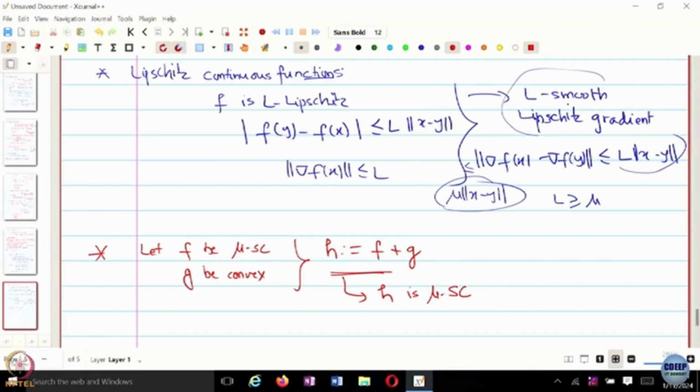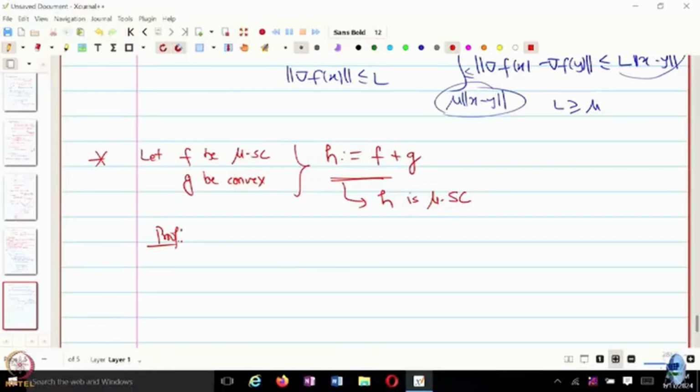Suppose I want to optimize a function g, and in some way I am able to come up with a function f which seems to share the same optimal solutions as g, but behaves like a strongly convex function. Then I would rather work with this function h, because it is going to behave like a strongly convex function. So, a quick simple proof. We want to show that h is also mu strongly convex. We know that f is mu strongly convex and g is convex.